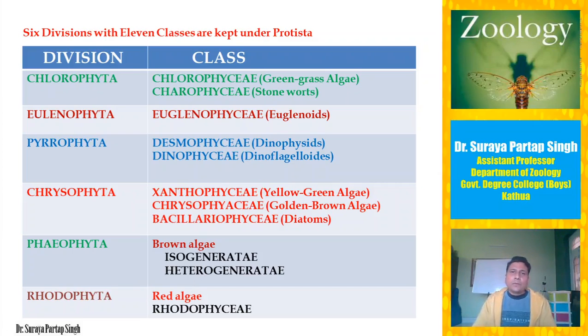So with this we come to the end of the first part of the classification, that is the plant-like protists. In the next topic we will be discussing the animal-like protists and the fungi-like protists.